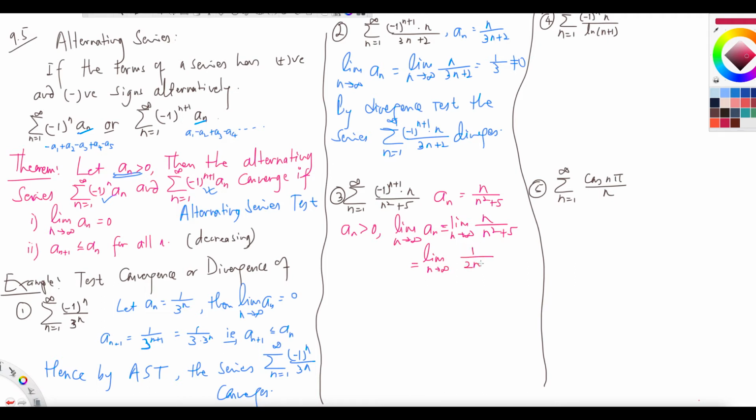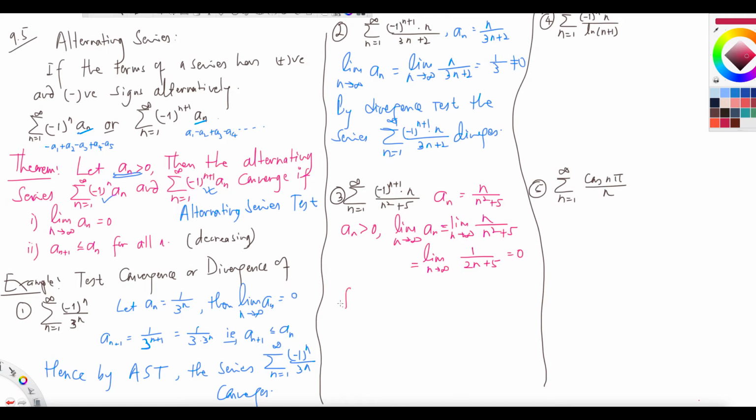You get 2n plus 5. Now take the limit. What do you get? Equals 0. So the first condition is satisfied. Now I want to see if a_(n+1) is less than or equal to a_n or not, meaning I want to see if it is decreasing or not.